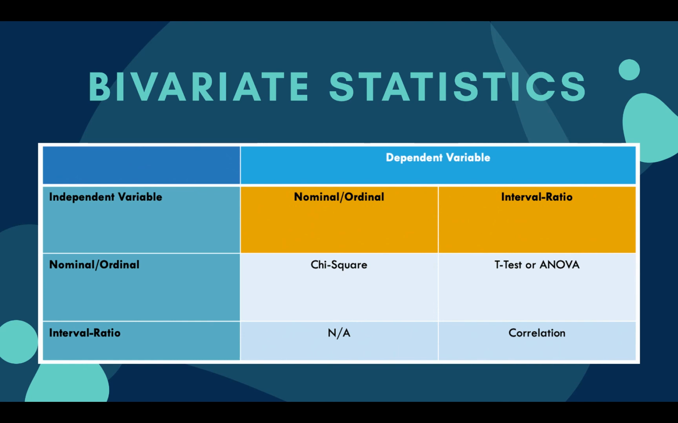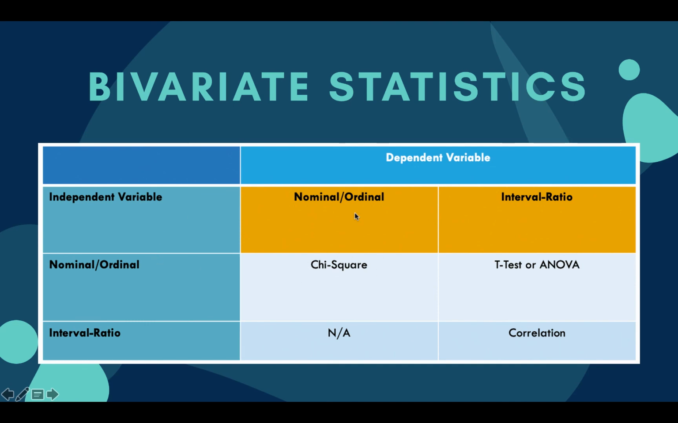Here I've broken it down by the type of variable and whether or not it's an independent variable or a dependent variable. So here we see we have a nominal independent variable, interval ratio independent variable. We have nominal ordinal dependent variable, interval ratio dependent variable. So if we have a nominal or ordinal dependent variable, that's going to be our y variable, and a nominal or ordinal independent variable, our x variable, we should use a chi-square test.